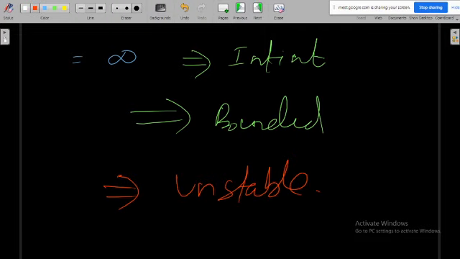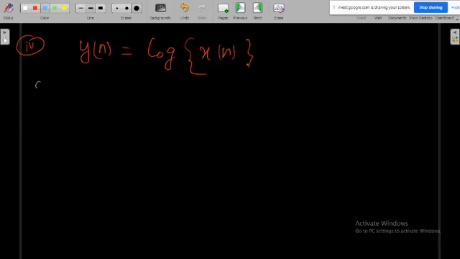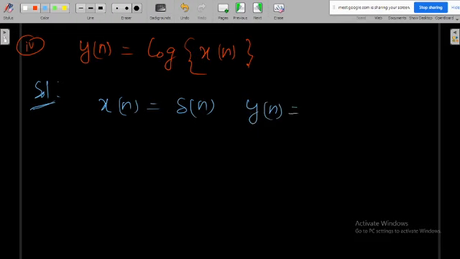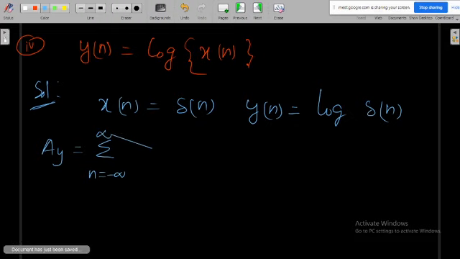Next question, y of n is equal to log of x of n. Solution: again the input is impulse del n, then what is the output? y of n is equal to log of del n. Then the area under the output is the summation from n equals minus infinity to plus infinity of log of del n.